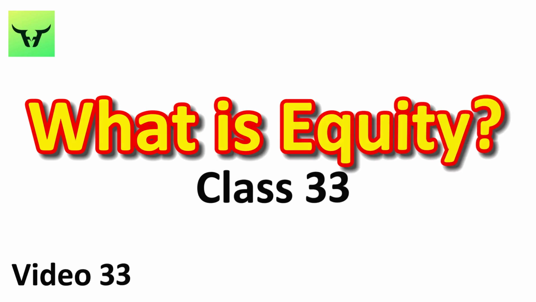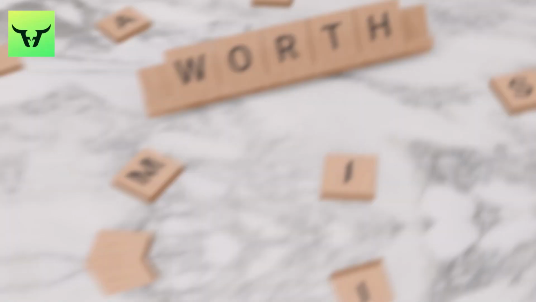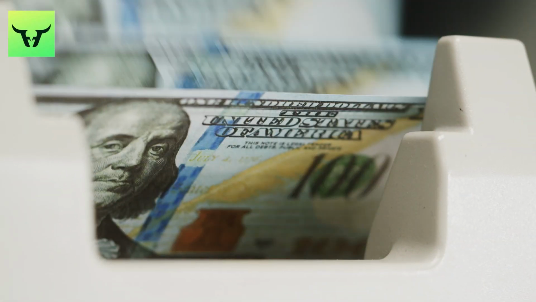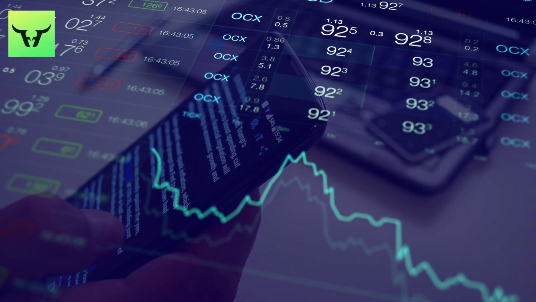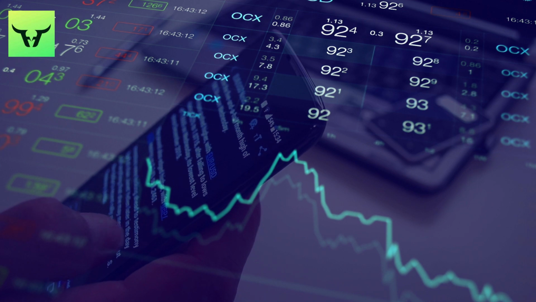What is equity? Okay, let's understand about equity. Equity simply means the current worth of your trading account. Consider it the current balance in your account. As you observe your trading platform on your screen, you'll see that this figure changes with each market movement.